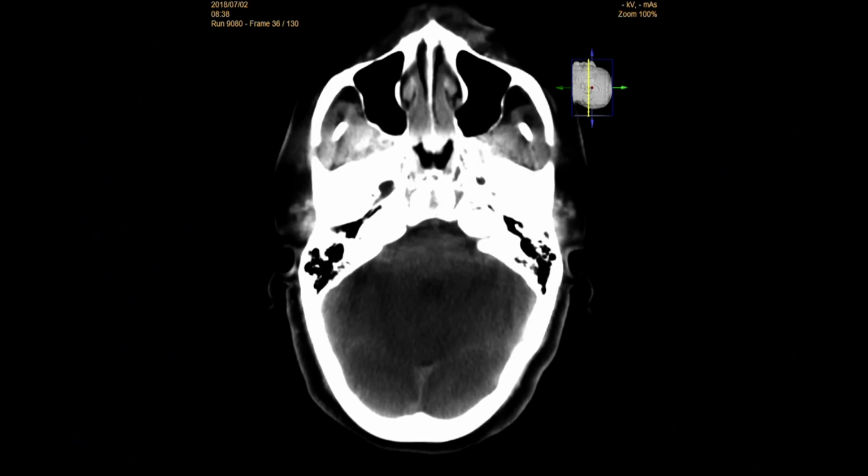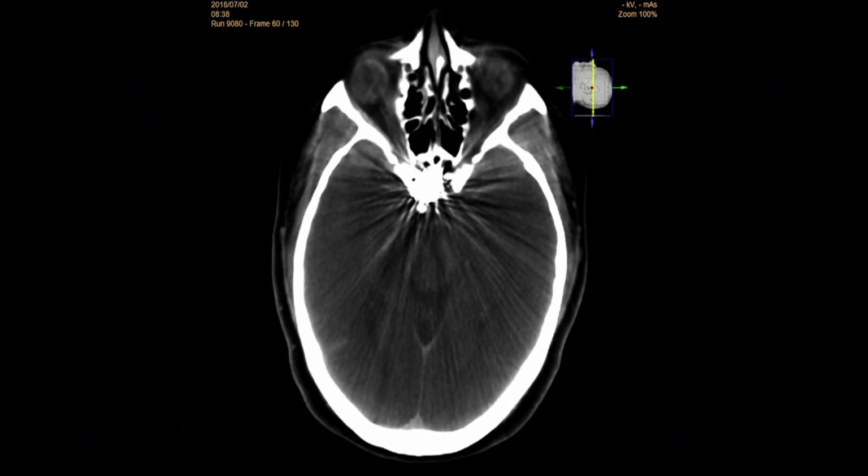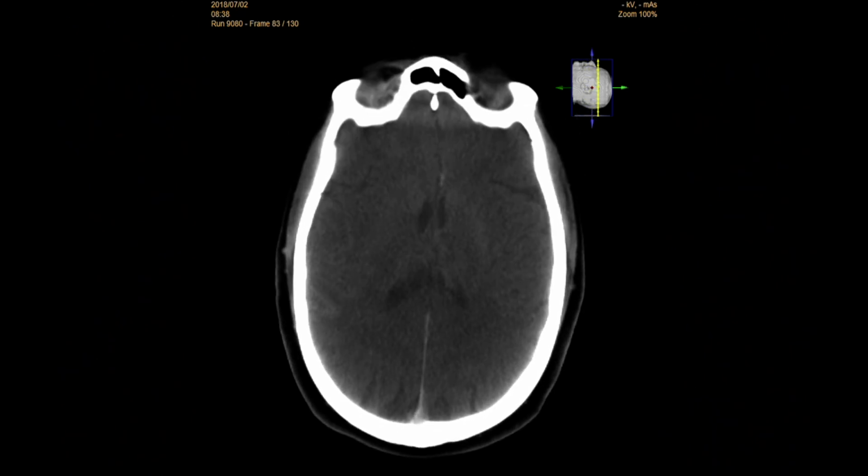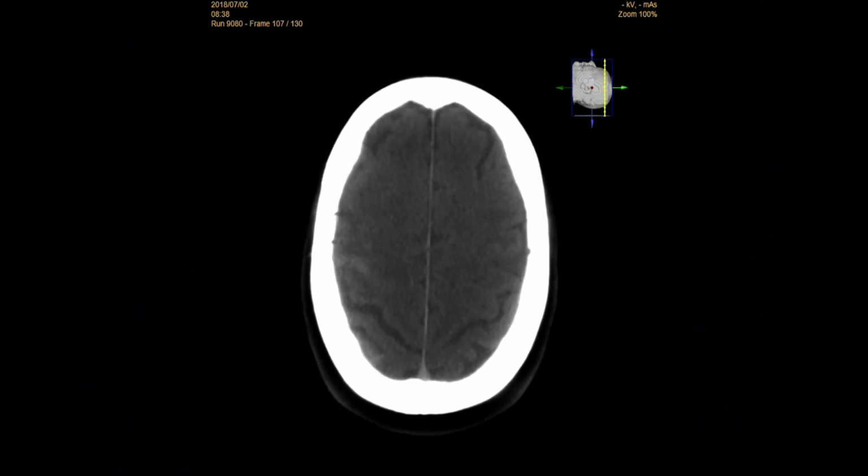This is the XperCT showing that there was no bleed during the procedure. In the upper cuts we can see some contrast staining.